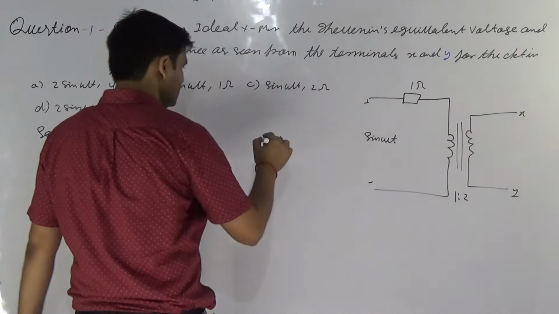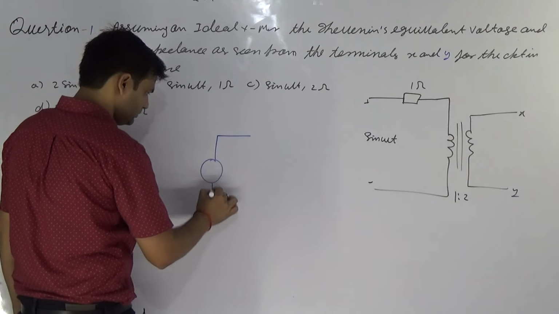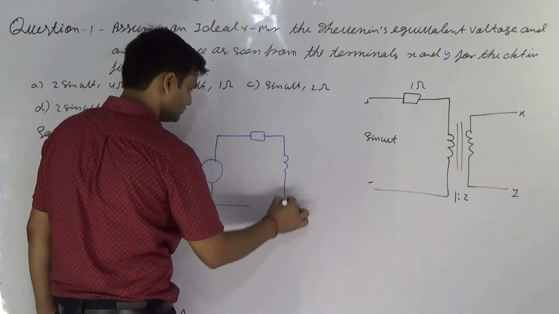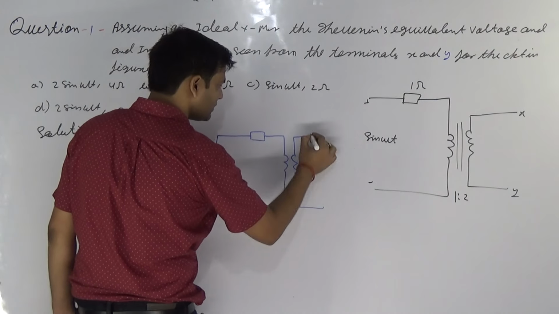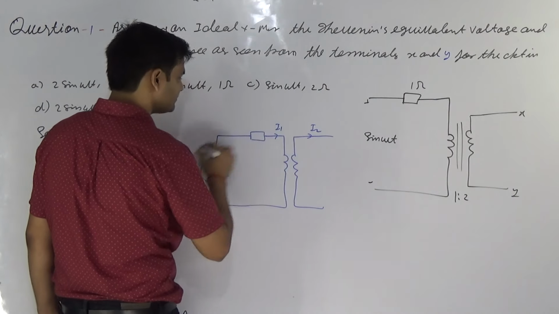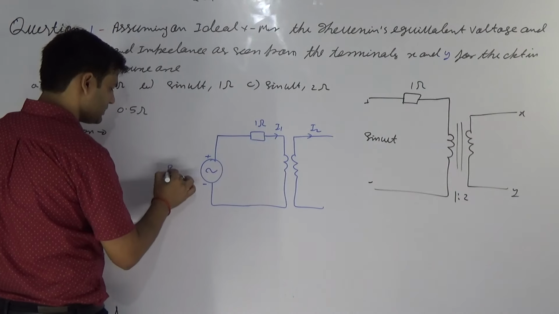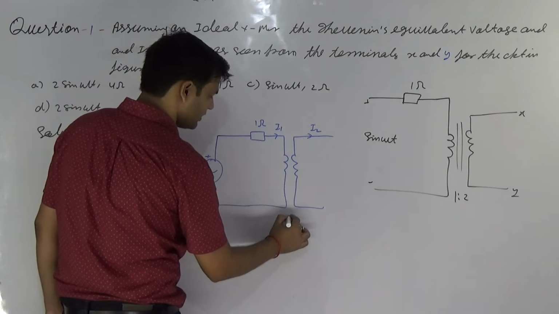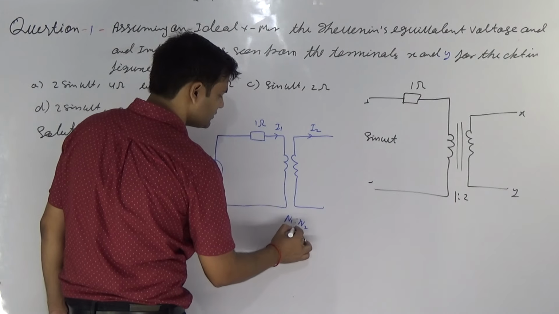Now take the circuit, it looks like this one. Suppose that this is I2, this is I1, 1 ohm, sine of omega t, N1 is to N2, 1 is to 2.